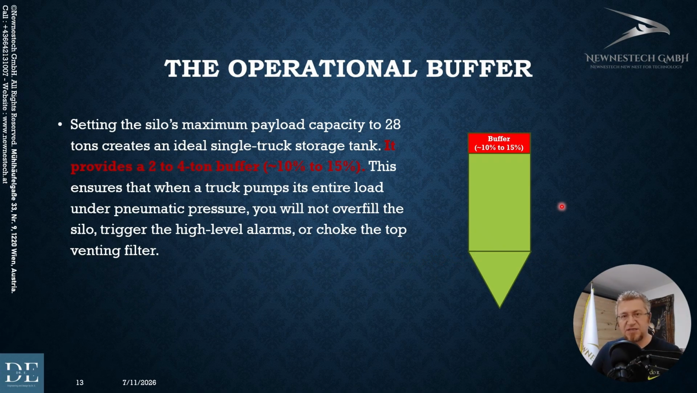Setting the silo's maximum payload capacity to 28 tons creates the ideal single truck storage solution. It provides a built-in 2 to 4 ton volumetric buffer, which amounts to roughly a 10 to 15% safety margin. This ensures that when a delivery truck pumps its entire load under high pneumatic pressure, you run zero risk of overfilling the storage tank, triggering a high-level alarm, or choking the top venting filter with compressed powder.